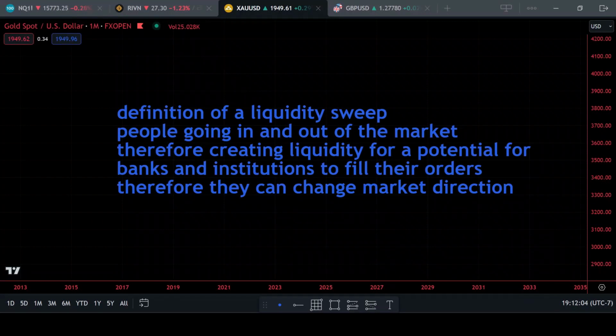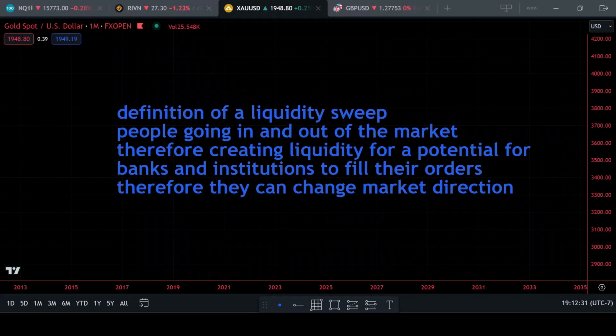The definition of a liquidity sweep is people going in and out of the market, therefore creating liquidity for a potential for banks and institutions to fill their orders. Therefore they can change market direction in whichever direction they want, up or down. Now there's two parts to this. It's called buy-side liquidity and sell-side liquidity.